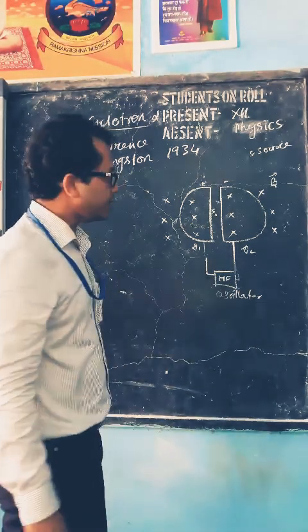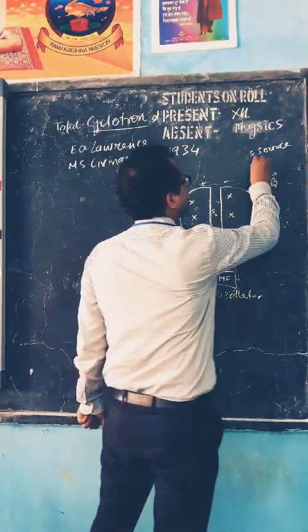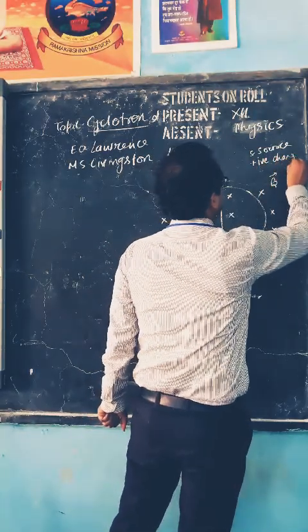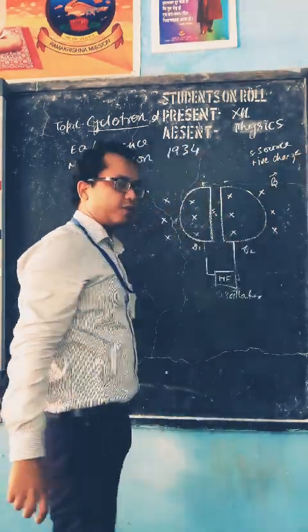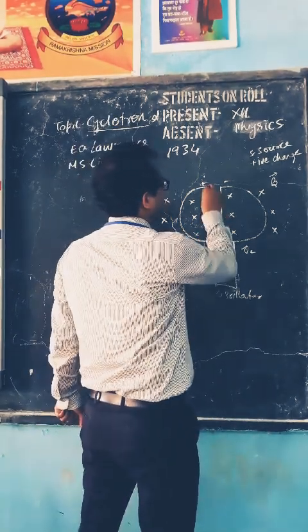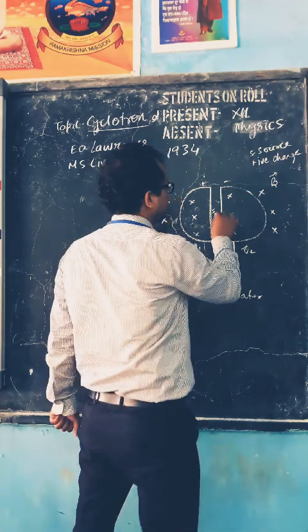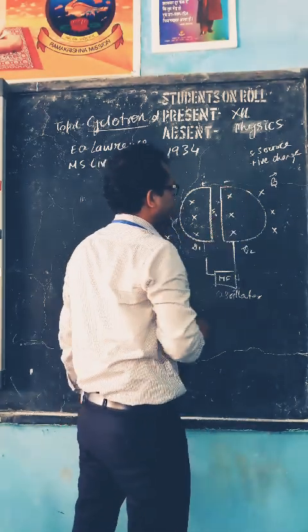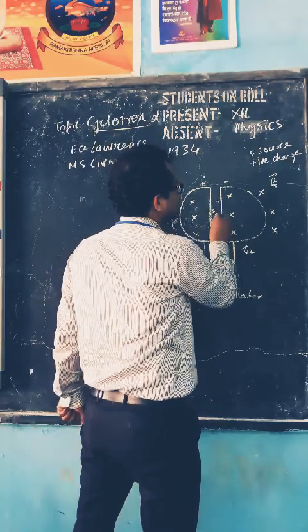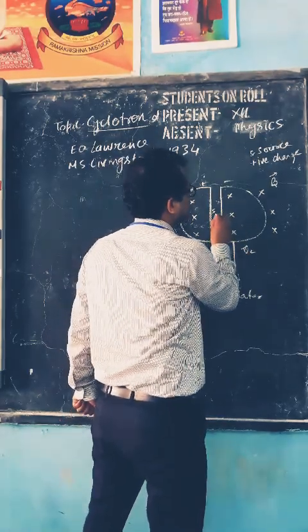Yes. And suppose that the source is generating a positive charge. If the source is generating a positive charge, then this positive charge will be repelled by this positive charge, and it will be attracted by this negative charge. So this positive charge will move towards D2 with some particular velocity.